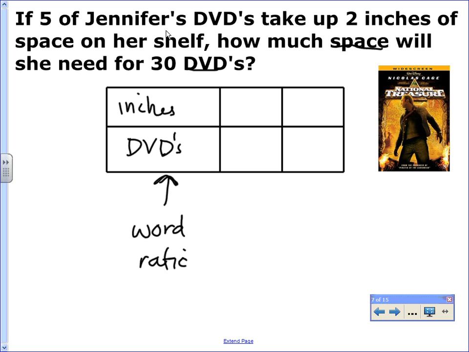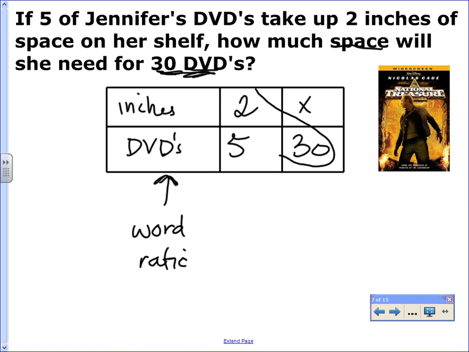So 5 of Jennifer's DVDs, so 5 goes with DVDs because that's describing DVDs. Take up 2 inches. 2 goes with inches. How much space will she need for 30 DVDs? Well, 30 is describing DVDs. So 30 goes here, and this is our unknown quantity that we represent with a variable, usually x.